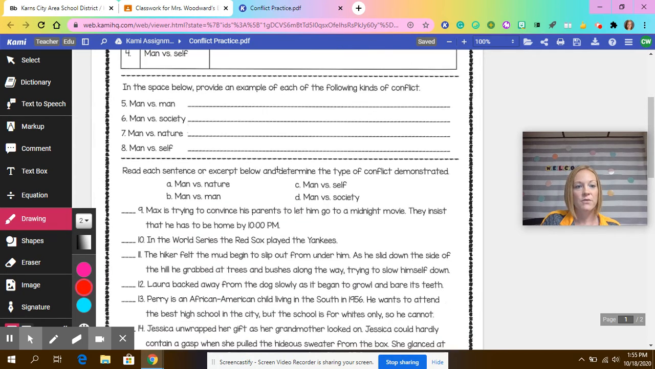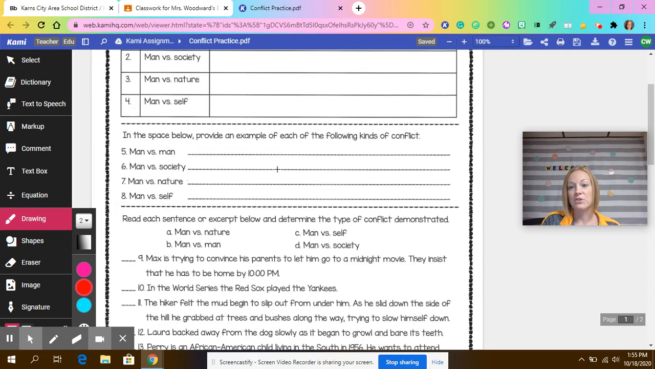The next part, 5 through 8, you're going to give me an example of each of those. So maybe go back to your Wordy Wednesday notebook. Look at your pictures. Those would usually be able to help you. Think of movies that you've watched to provide examples. Think about stories that we've already read in school this year.